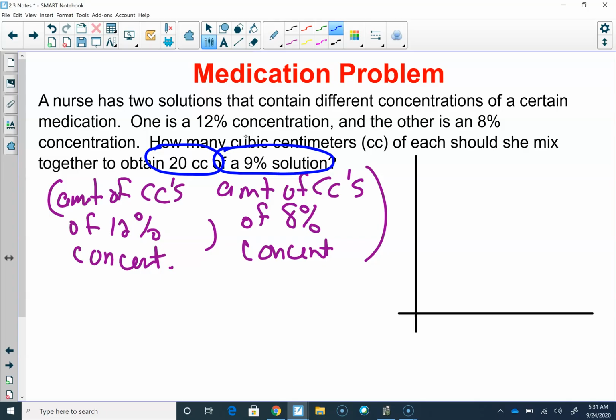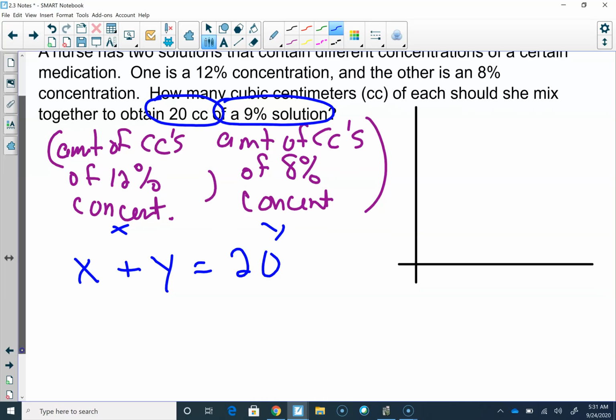So the first thing I'm going to do is I'm going to say, so this is my X, this is my Y. However much of the 20 cc's plus however much of the other concentration has to make 20 cc's. So if I did 10 and 10 or 5 and 15, I don't know, but they have to add up to 20 cc's because that's all I'm putting in.